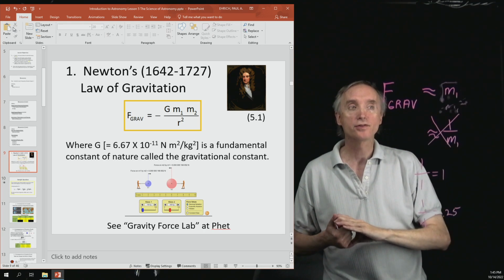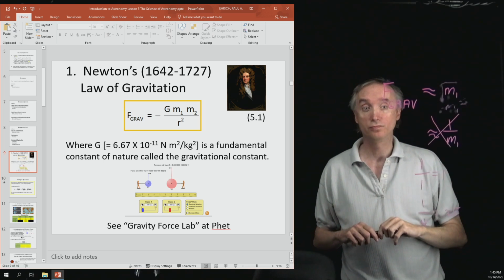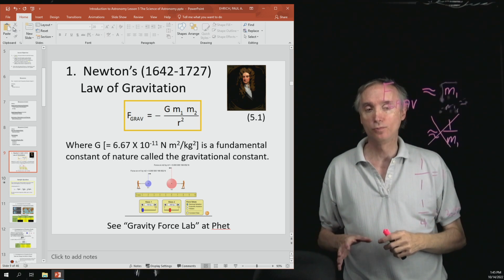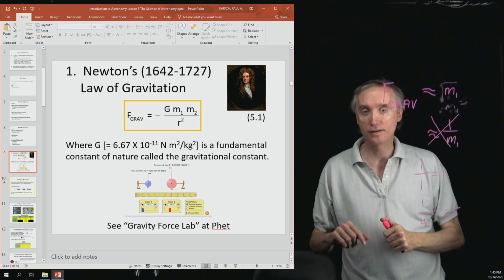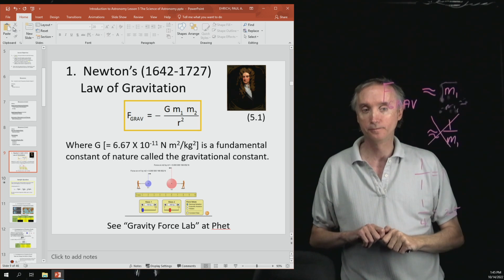Okay, now let's try it for M2. So this time, don't change M1, but I want you to double M2 and see what happens to the force of gravity.